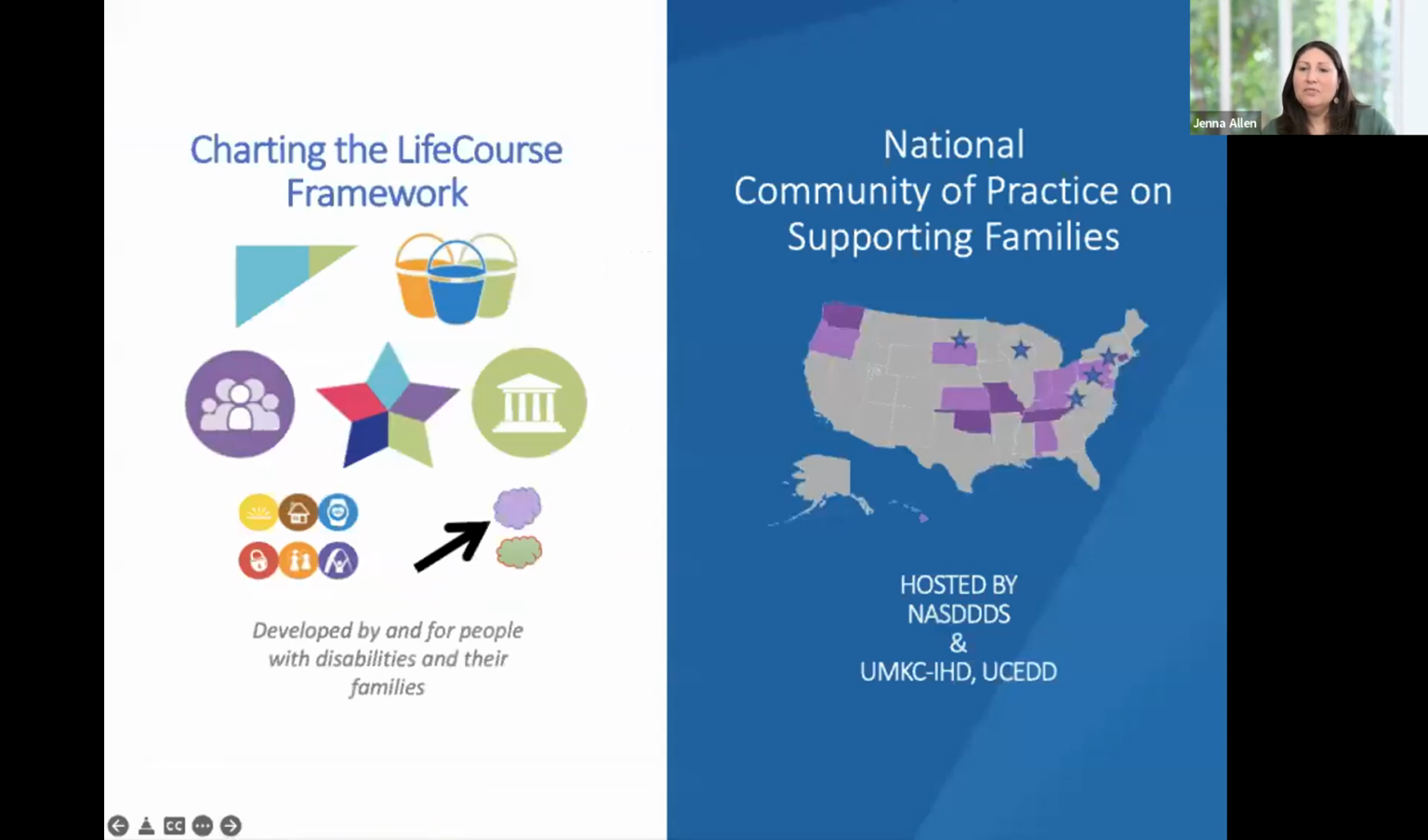So just wanted to say a couple of words about the Charting LifeCourse Framework. It was developed for and by people with disabilities and their families. And it's part of a national community of practice hosted by the National Association of State Directors of Developmental Disability Services and the University of Missouri Institute for Human Development. The community of practice members commit to using LifeCourse principles and share their learning with others to help advance the framework and tools.